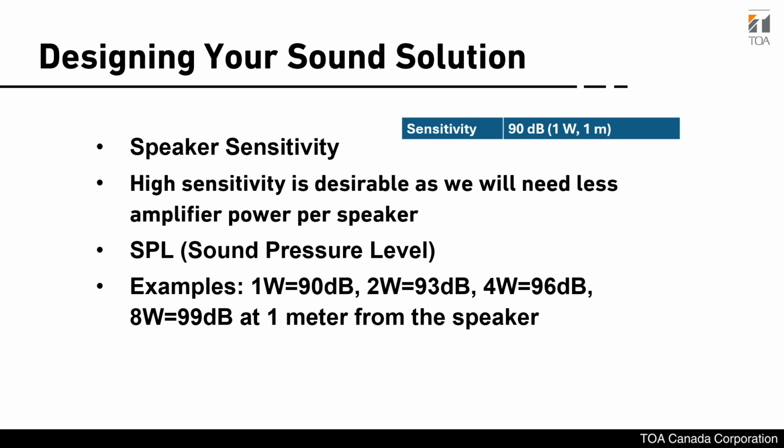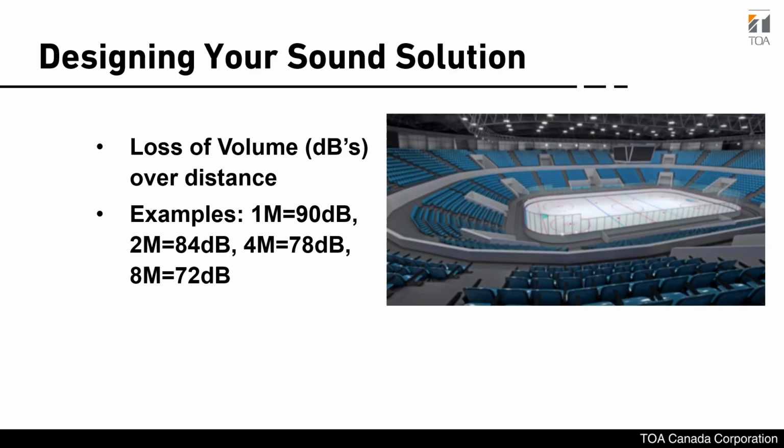As we move further from the speaker, sound level decreases, but by how much? For conventional speakers, volume drops by 6 dB every time the distance doubles. Meaning, for example, at 1 meter, you're at 90 dB, at 2 meters, you're at 84 dB, at 4 meters, 78 dB, and if you go to 8 meters, you're at 72 dB. For line arrays, the drop is only 3 dB per doubling of distance, making them great for long distance sound coverage.